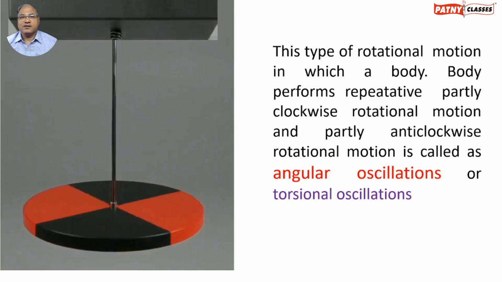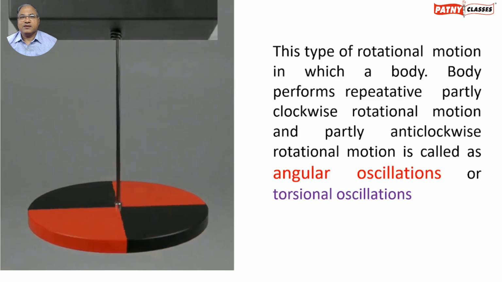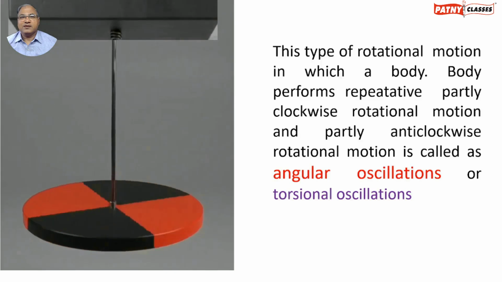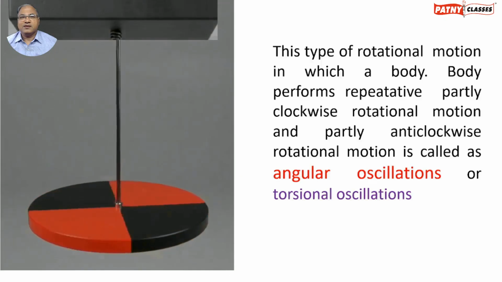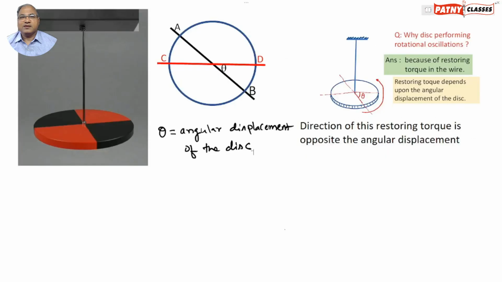This type of rotational motion, in which a body performs repetitive partly clockwise rotational motion and partly anti-clockwise rotational motion, is called angular oscillations or torsional oscillations. Now the next question is, why is the disc performing rotational oscillations? We came to know that the disc is already performing rotational oscillations, but why? The answer is because of the restoring torque produced in the wire, and this restoring torque depends upon the angular displacement. The more the angular displacement, the more the restoring torque will be produced in the wire.